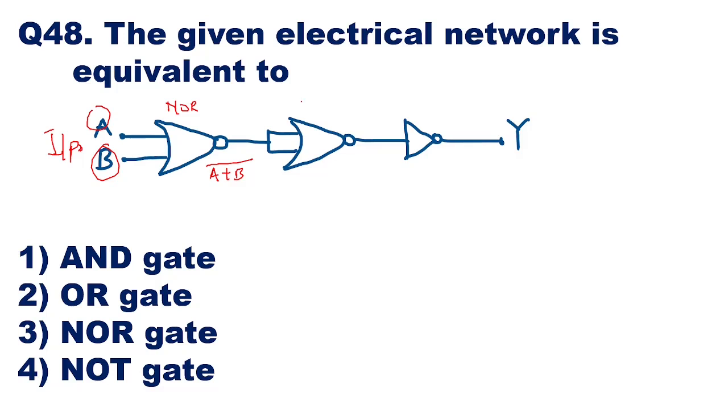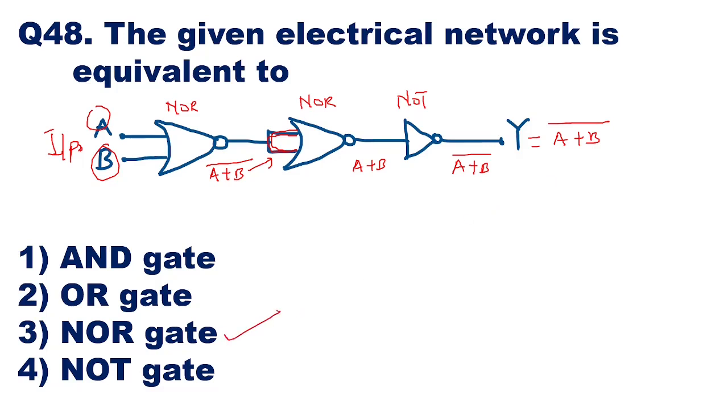Then again you are having a NOR gate over here, and the inputs of this NOR gate are shorted. Both the inputs are shorted, and this A plus B whole bar will be the input. So this is going to act as a NOT gate, and the output here will be A plus B. Again, this input you are going to give to a NOT gate, and the NOT gate is going to complement that again. So the output will be A plus B whole bar. So Y is equal to A plus B whole bar. Now A plus B whole bar is the expression for the NOR gate.